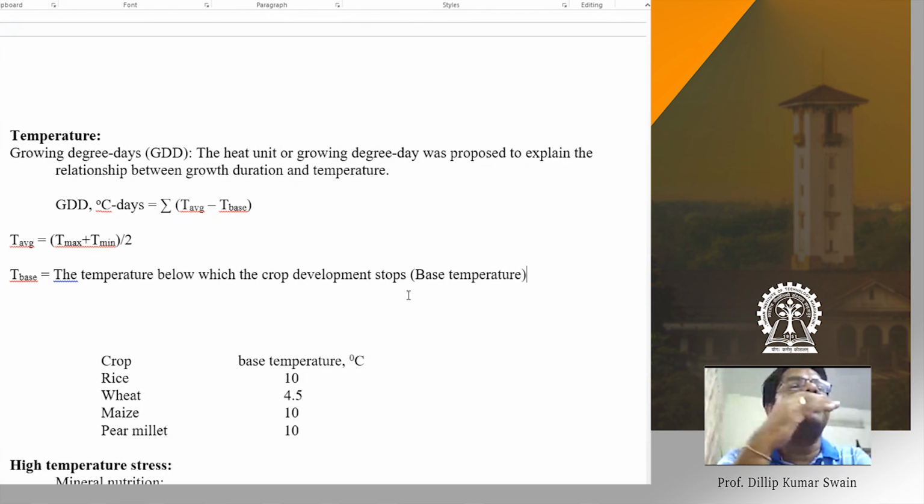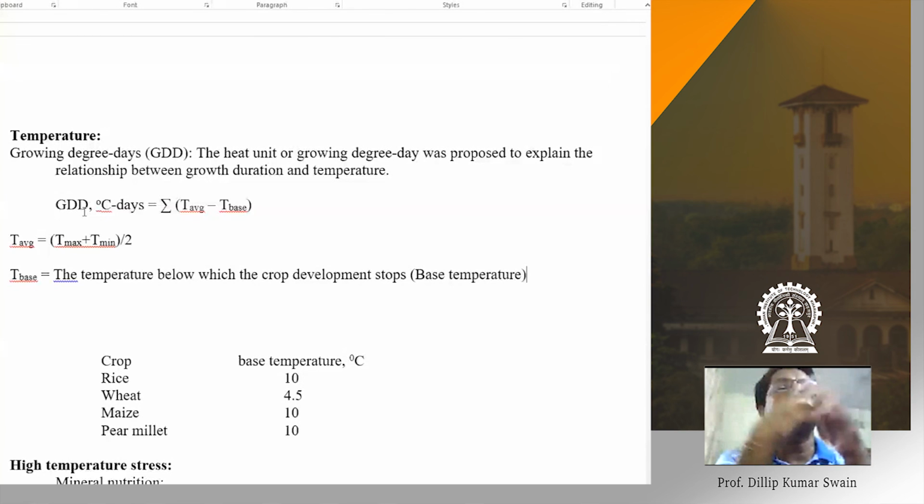So to have a duration for a particular stage, we calculate the growing degree days. The growing degree days is a photothermal unit, or the heat unit, that remains constant for transformation from one stage to another stage. It's growth stage specific. So if you know the growing degree days for a particular growth stage, the average temperature of that location is known, and the base temperature is a constant for a particular crop, then we will be able to determine the exact date when the crop is going to attain that stage, when the crop is going to transfer from that stage to another stage.